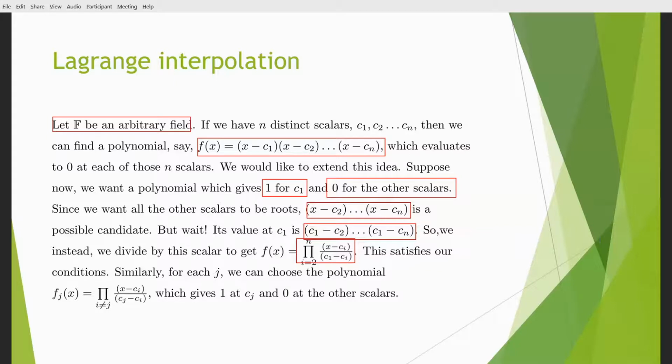Let me start from scratch. I will go over the steps one by one, like how we arrived at this idea. Suppose we have n distinct scalars, C1, C2 and so on up to Cn, and we want a polynomial which gives you 0 at each of those scalars. Can you follow that one such polynomial is x minus C1 times x minus C2 and so on up to x minus Cn?